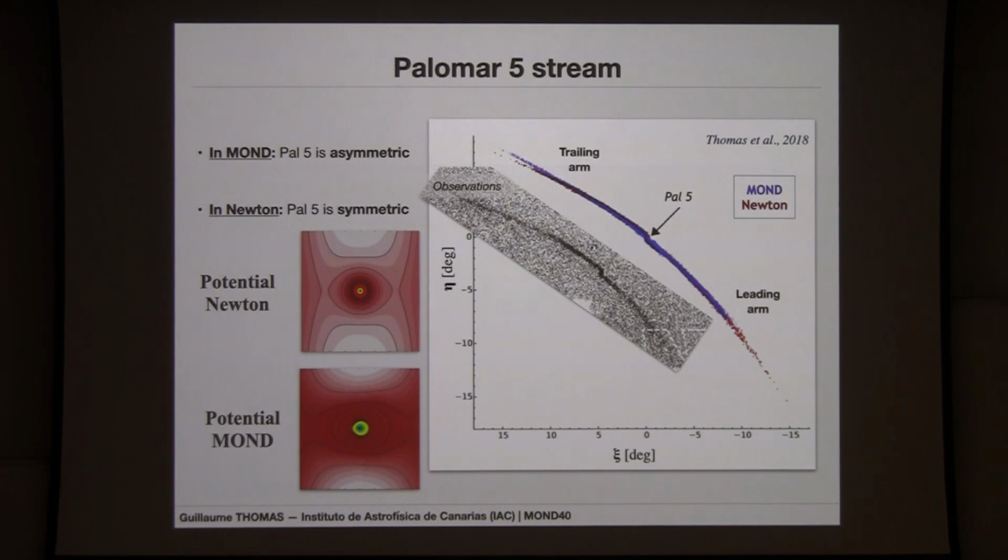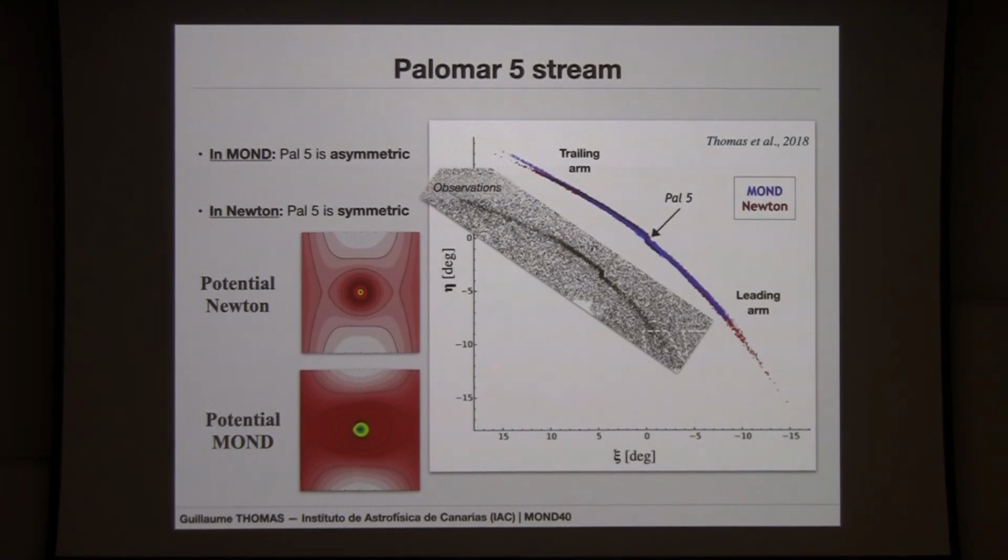And so the reason behind this is again due to the X shape of the potential, where in Newton you have something which is symmetric, and in the counterpart in MOND you have something with an X shape, again with the top of the X pointed towards the Milky Way, so in that case it should be around that direction.